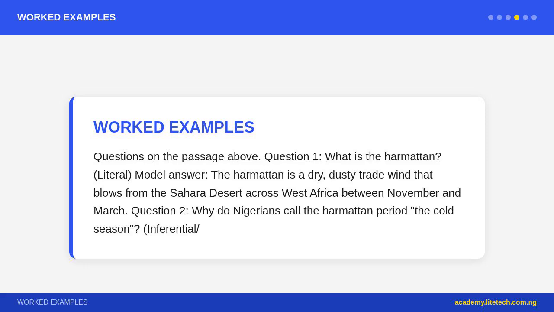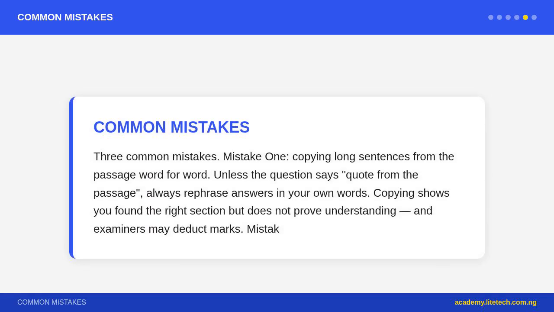Question 2. Why do Nigerians call the harmattan period the cold season? Inferential/vocabulary. Model answer: Nigerians refer to the harmattan period as the cold season because nights are cold, even though daytime temperatures remain high. The word cold in this context refers mainly to the cool nights rather than low temperatures throughout the day.